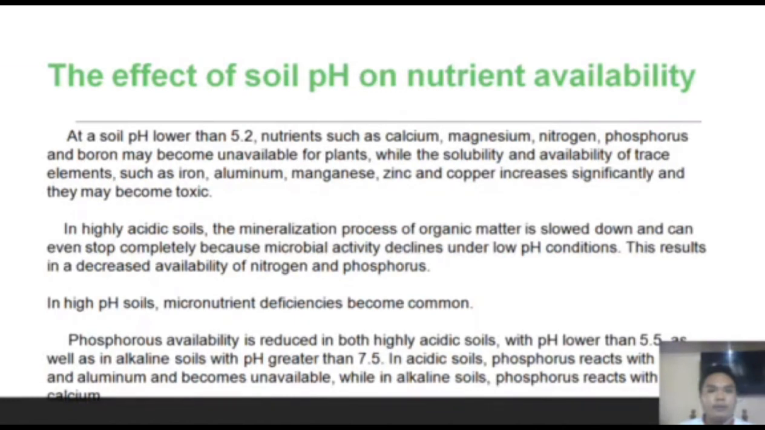Phosphorus availability is reduced in both highly acidic soils with pH lower than 5.5 as well as in alkaline soils with pH greater than 7.5. In acidic soils, phosphorus reacts with iron and aluminum and becomes unavailable, while in alkaline soils, phosphorus reacts with calcium.